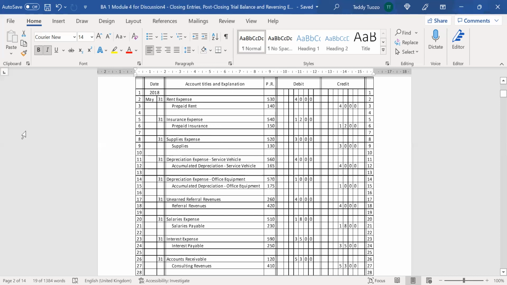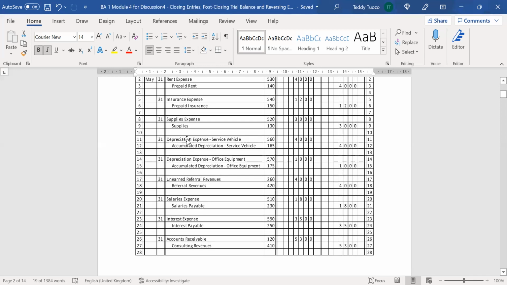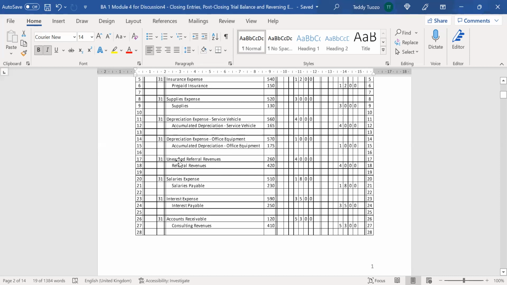Supplies expense. The expense na gihapon ang account, ang asset nag-decrease. Depreciation and accumulated depreciation, expense gihapon. Unearned referral revenues is a liability, nag-debit man nato, so nag-decrease. So dili gihapon mo-qualify. Salaries expense. Nag-increase, but the liability also increased. So in this case, nag-increase man ang liability, di ba?